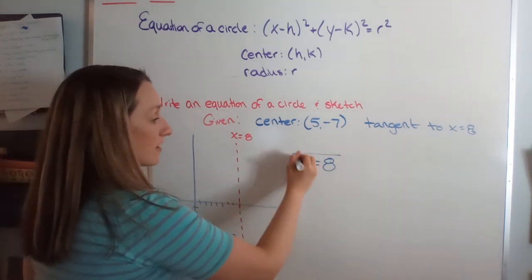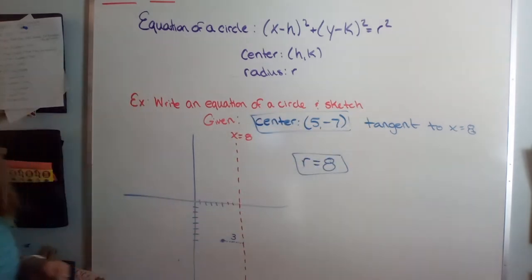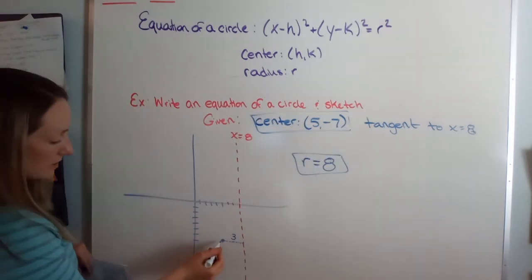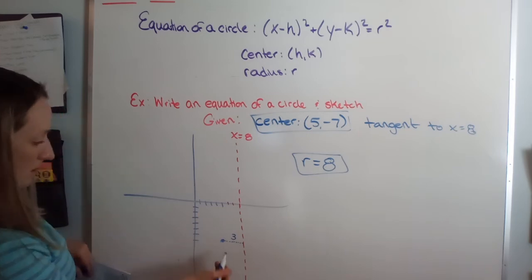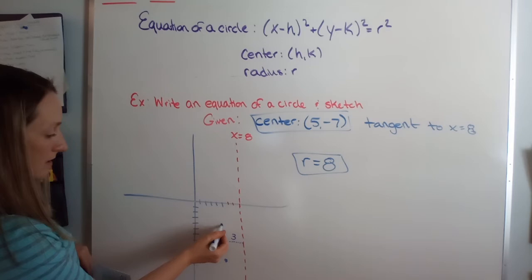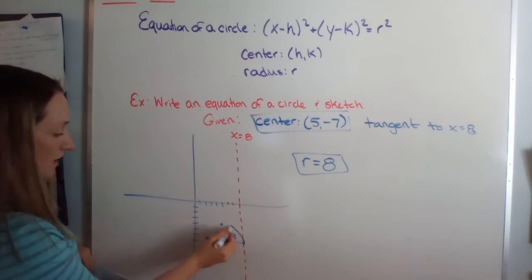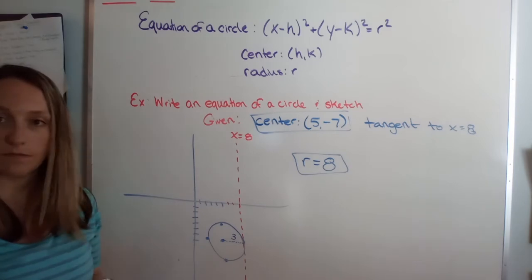So now you have enough information to write the equation, which we'll do in a second. But I can also count 3 units down. I don't even know where I am. About somewhere like there. 3 units up. 3 units this way. And you have your circle.